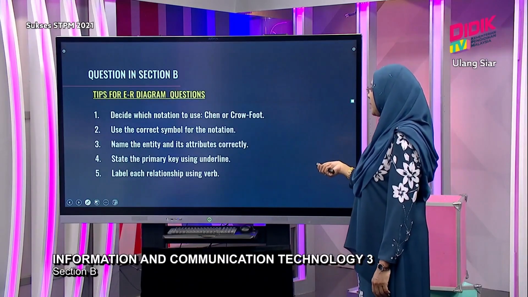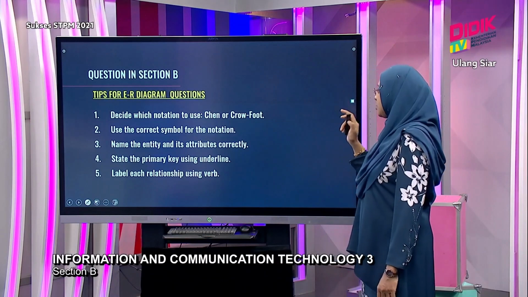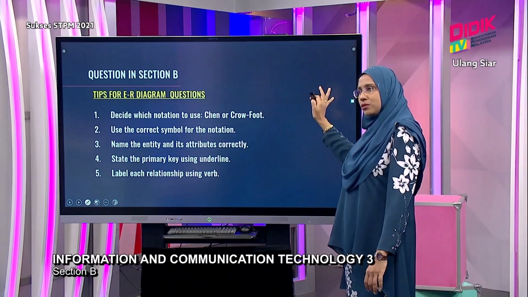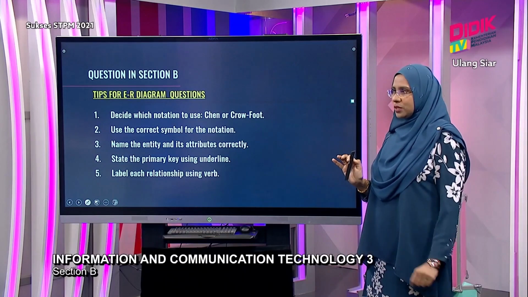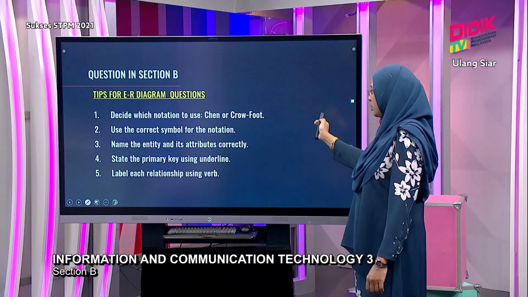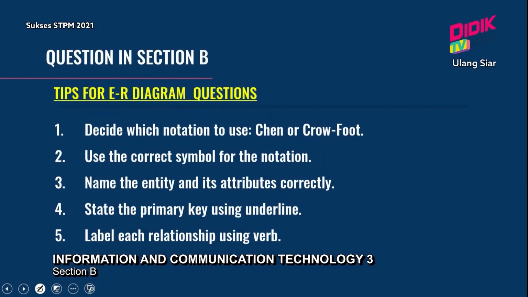And then for the ER diagram, describe the notation. This is a common mistake done by students. They will mix up the notations, Chan and Crow's Foot. They will use both. Cannot. You just choose one. Which one do you want, Chan or Crow's Foot? Determine. Then use the correct symbol for the notation, name the entity and its attributes correctly, state the primary key by using underline and label each relationship using a verb. Relationship must be a verb, one single word if possible. Don't write in sentence, it's wrong.